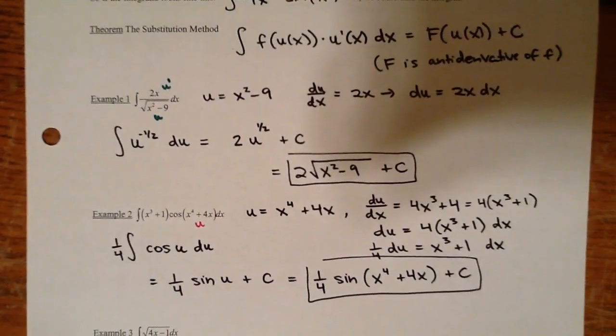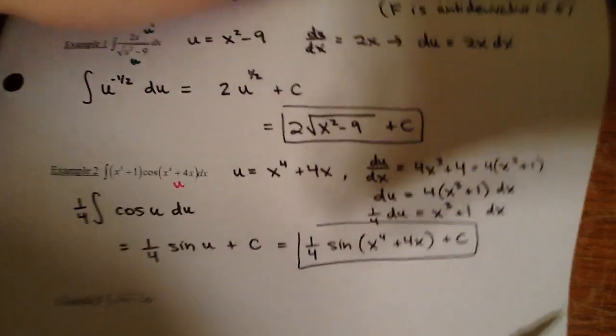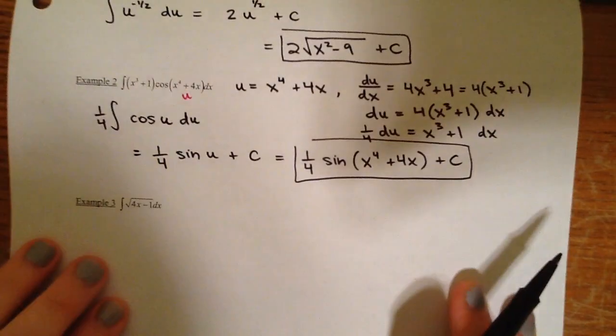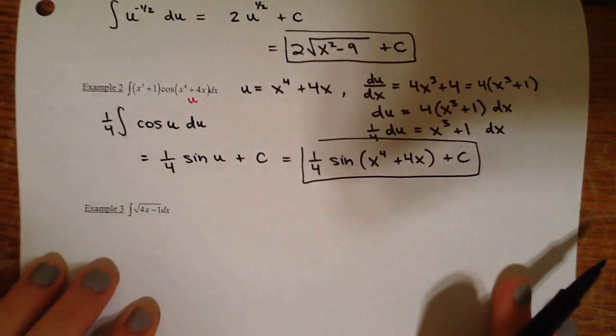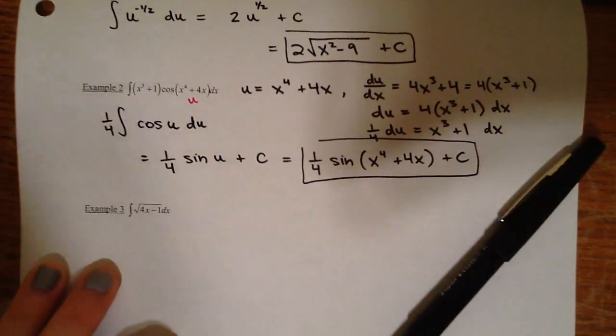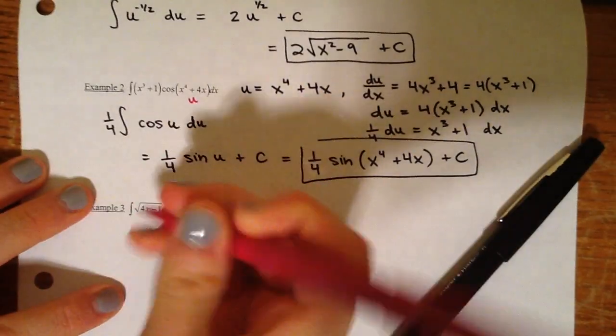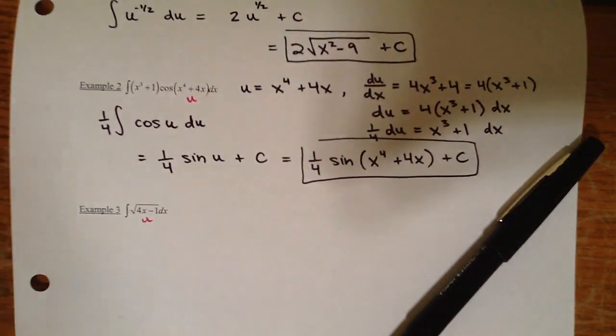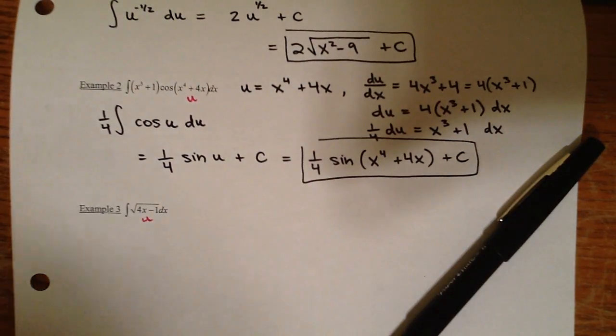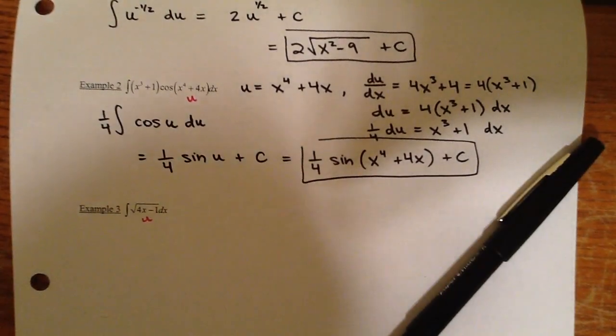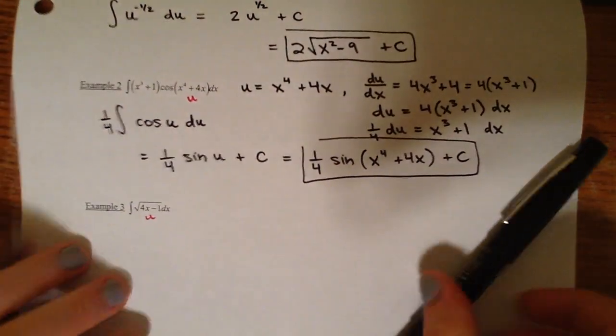Okay, another one. Example 3. This is kind of a simpler one. We've got a 4x minus 1, which appears to be our nested function, and you don't see anything there that looks like the derivative. But the 4x minus 1 is such a simple function, its derivative is just a 4. If your derivative is just a constant, you can manipulate it, just like we did in the example up above. So let's still start to set it up here.